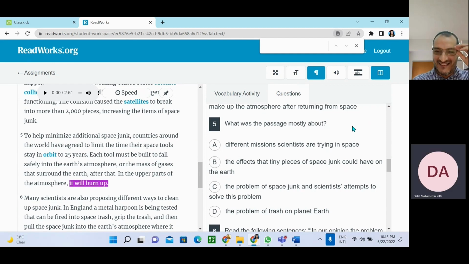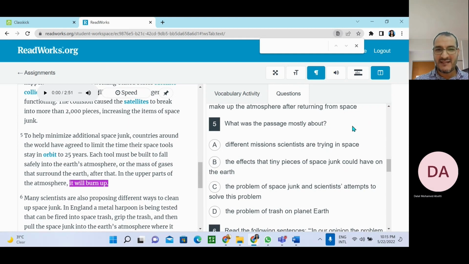For me, this question. It's C: the problem of space junk, and scientists attempt to solve this problem. Maybe this one, or D: the problem of trash on planet Earth. Maybe C more. What was the passage mostly about? What do you think? C or D?